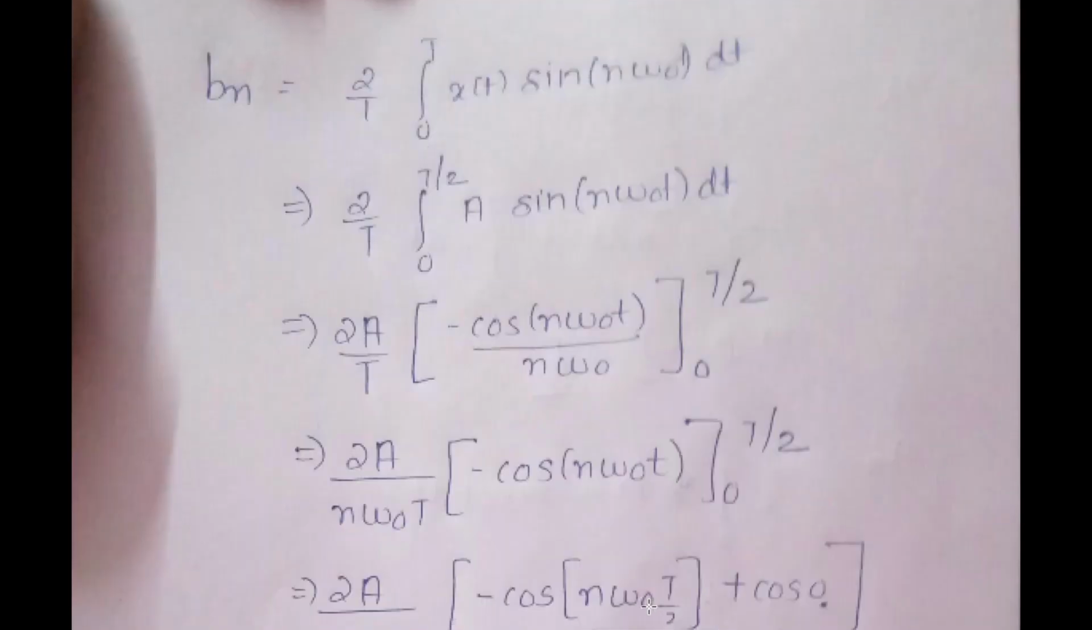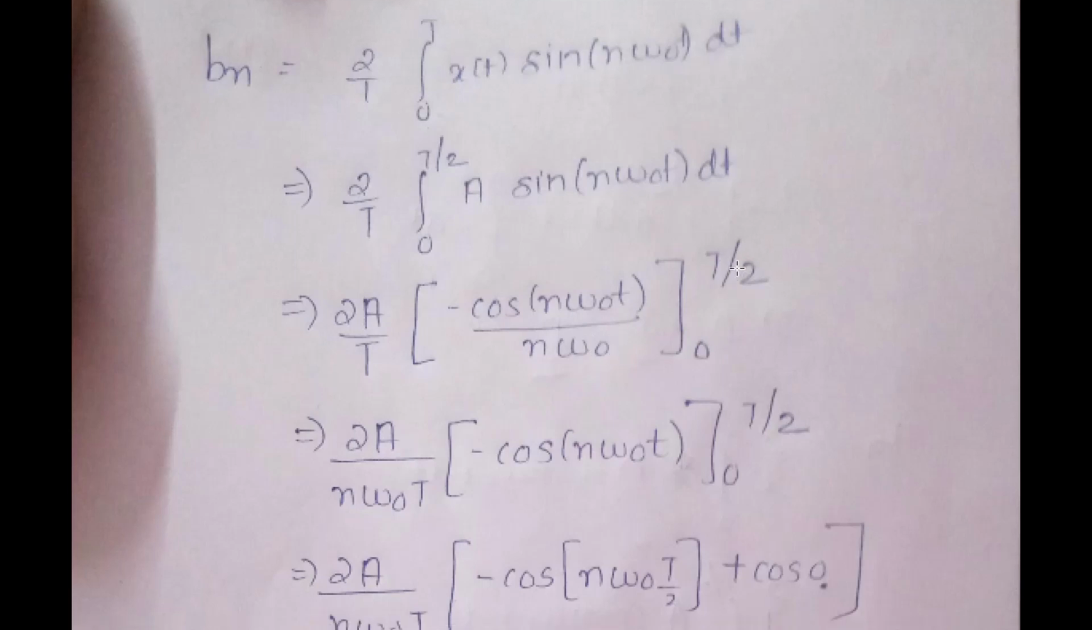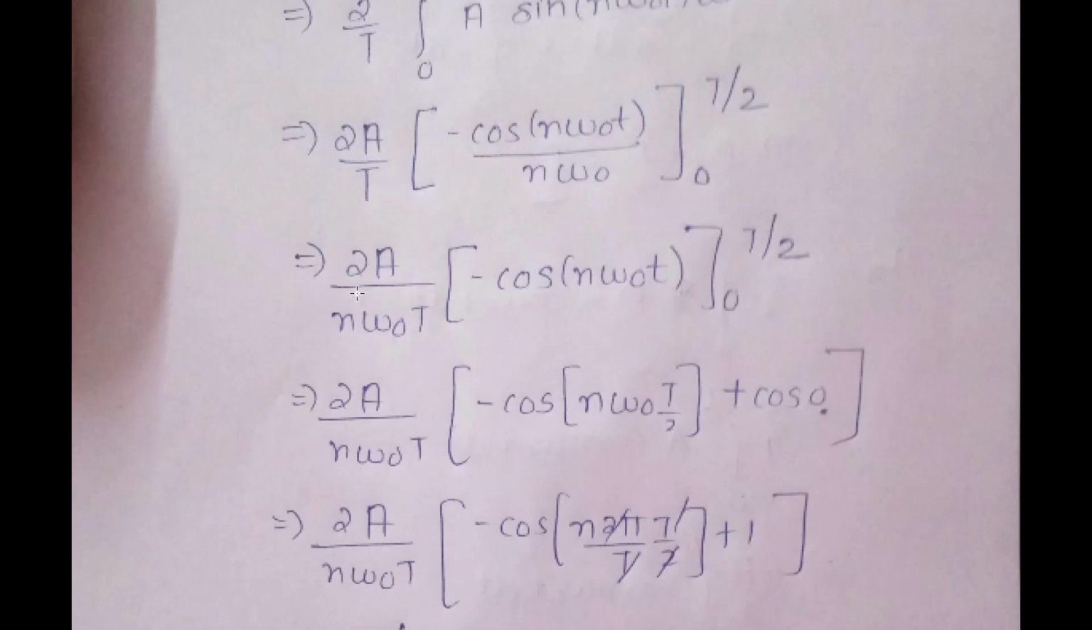Now after this I have my bn. The bn is given as 2/T integral 0 to T x(t) sin n omega naught t dt. So x(t) is given as A. I'm taking 2A/T as constant. Sin n omega naught t, again you have to integrate it as minus cos n omega naught t upon n omega naught, from 0 to T/2. N omega naught is a constant, so that comes out, you have 2A upon n omega naught T, and minus cos n omega naught t from 0 to T/2 is given. So just put the value of t as T/2 and the lower t as 0.